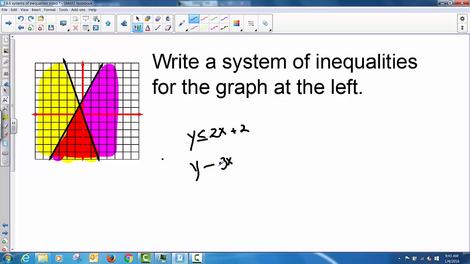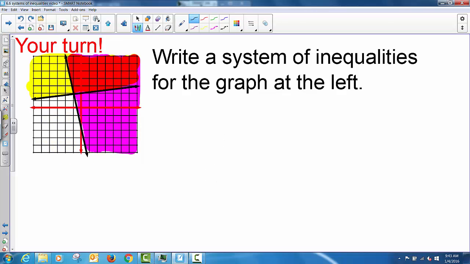Now, is it shaded above or below this line? It's shaded below the line right here. So that means it's going to be less than. Okay? All right, your turn. Try this one. Pause the video, try this one, and then come back to me.